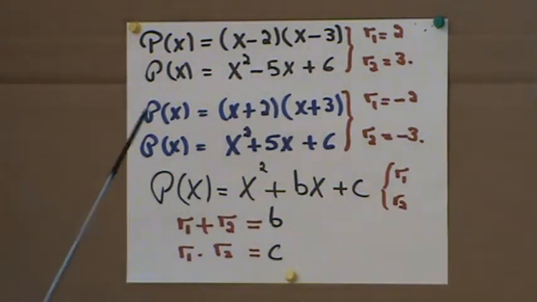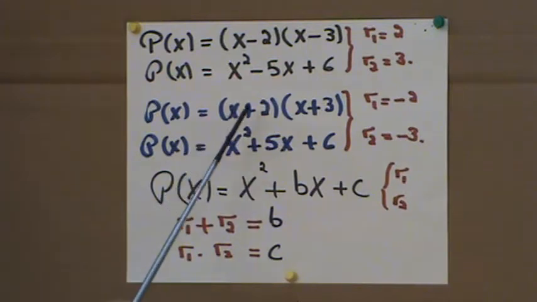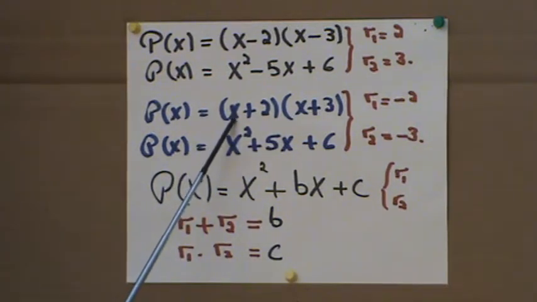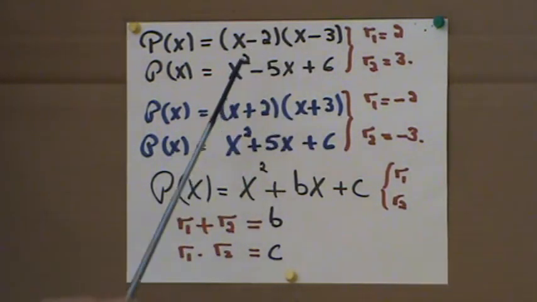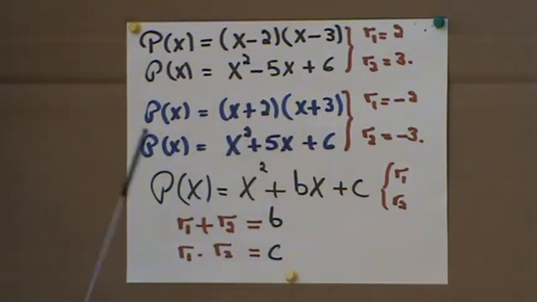Now I change it and go to another example to see what I can get. Here, the zero of this polynomial is negative 2, and the zero of this polynomial is negative 3. You can see that, huh? Very similar to the previous one. Now what I notice, what do you notice at that?